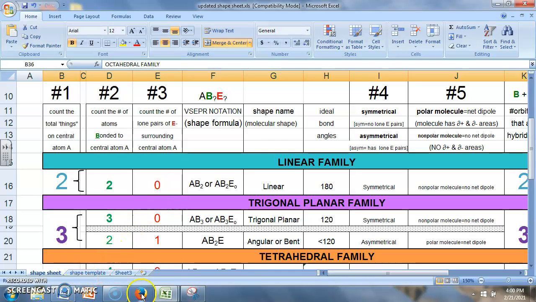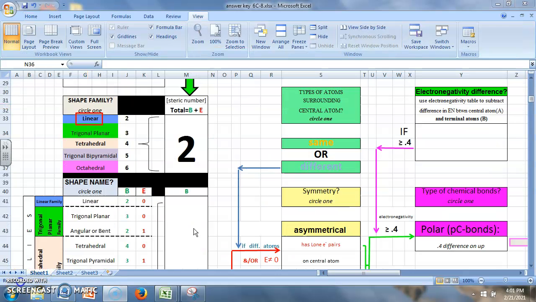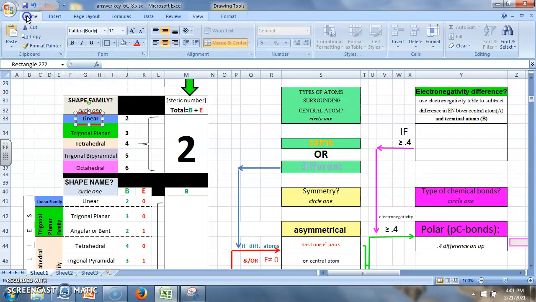I can come right back here, and I know that I can now mark linear. So with that, we know there is only one possible. So I went ahead and circled linear as the family shape. It is also the molecule shape because we saw on the shape sheet that if it is linear, there's only one possibility, and that possibility for the molecule's shape is linear.